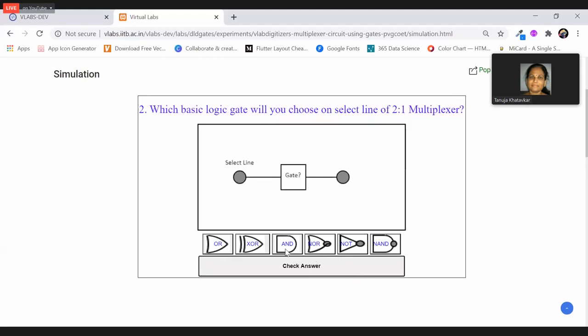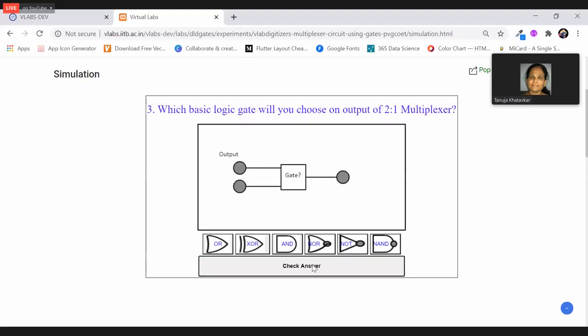The next question is about which gate would be used to select line of a 2:1 multiplexer. Give the correct answer because we have less time. Check the answer and go to the next. The next question is about which basic gates would be used to choose the output of a 2:1 multiplexer. The student is going to answer. So it's interactive: the screen is asking some questions to the student and the student is answering.